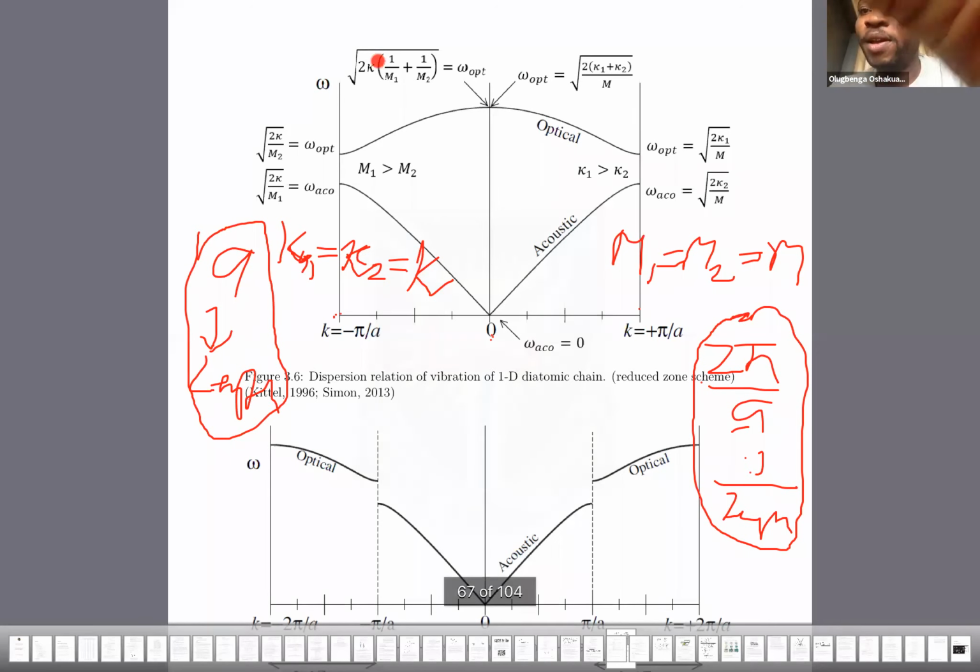So from here to here, like I said, is one Brillouin zone.